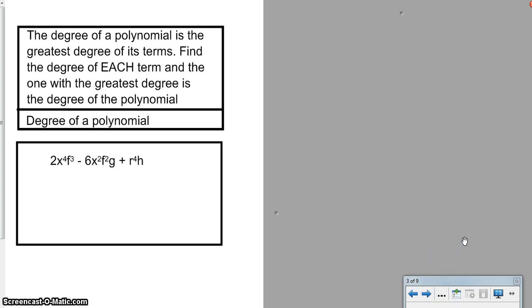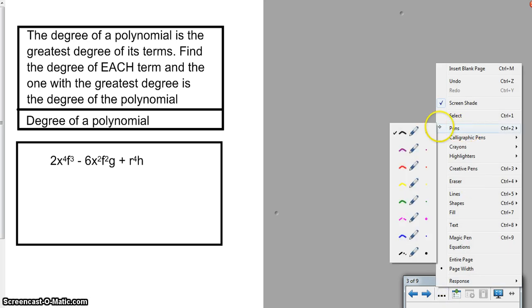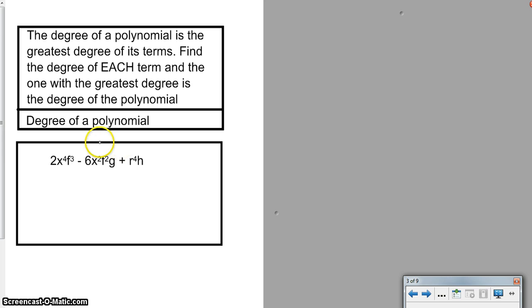The degree of a polynomial. The degree of a polynomial is the greatest degree of its terms. Find the degree of each term, and the one with the greatest degree is the degree of the polynomial. Now, this does occasionally sound a little crazy, but this is the easy way to do it. Let's look at this first term right here on the back of your card. 2x raised to the power of 4, f raised to the power of 3. 4 plus 3 means this has a degree of 7.